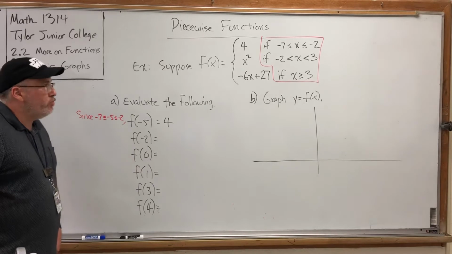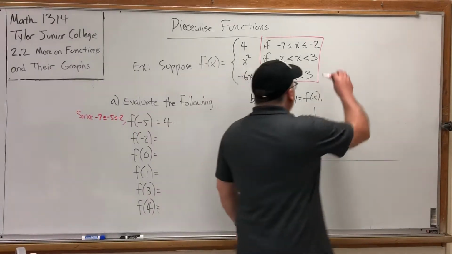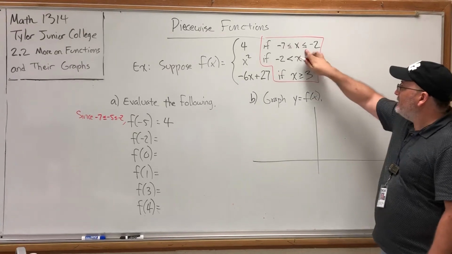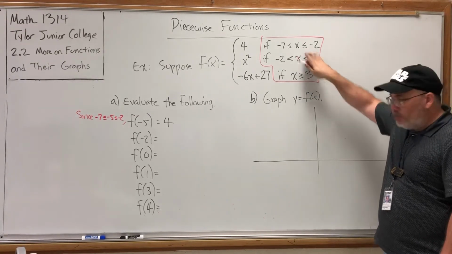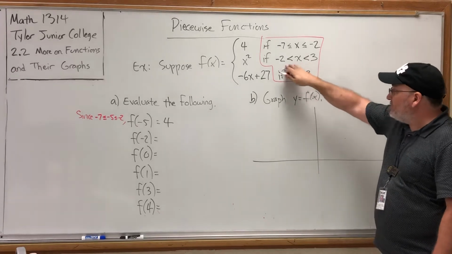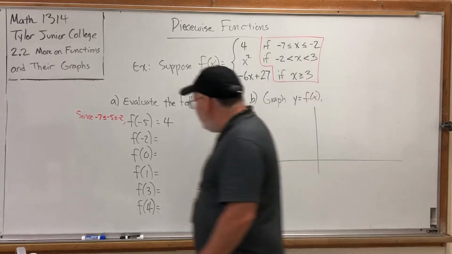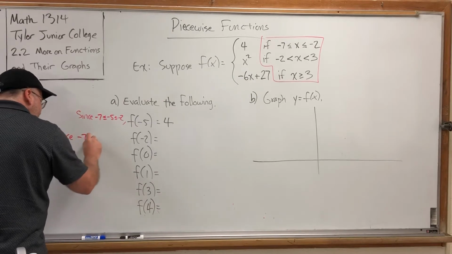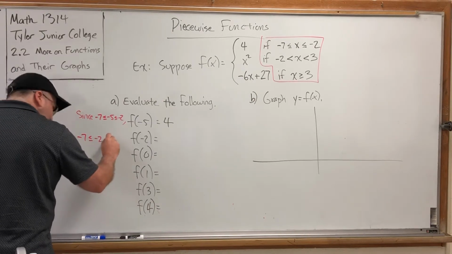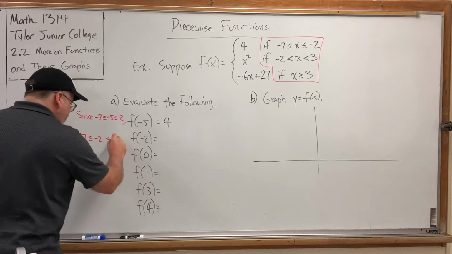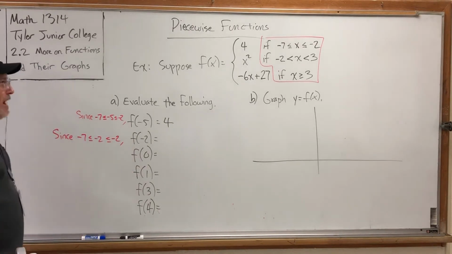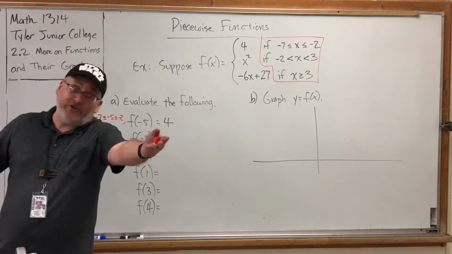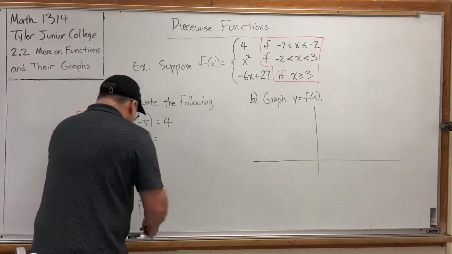But what about -2? Which of the 3 conditions does it satisfy? It also satisfies the top one because it says less than or equal to. It doesn't satisfy the second one because it doesn't say or equal to. So along the same reasoning, since -7 is less than or equal to -2, which is less than or equal to -2, we're going to use the top function. And again, the top function says give me an input, I don't care what it is, your output is 4.